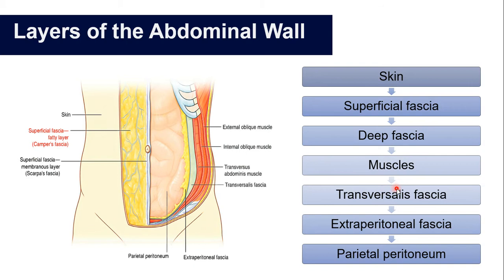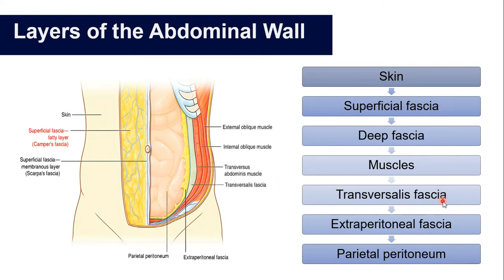Next is your transversalis fascia. So this is your transversalis fascia. Now, before your transversalis fascia, sorry, are the muscles right here. Sorry for the confusion. Again, after your deep fascia are the muscles. So we start off with your external oblique muscle, then the internal oblique muscle, and lastly, the transversus abdominis muscle.